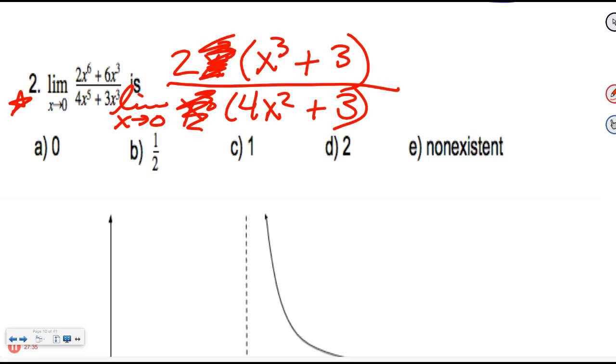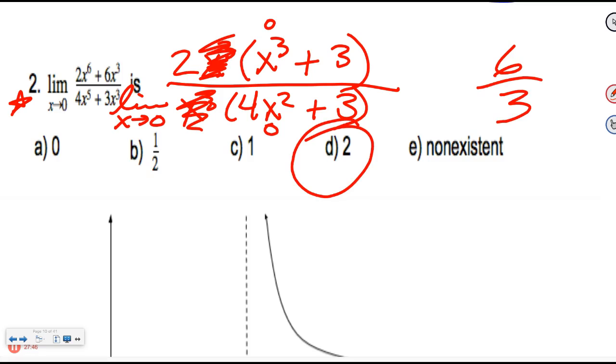When I replug it in, I don't get A, I don't get E, and I don't get B. I don't get any of the things you said. I get a 6 on the top and a 3 on the bottom. Nobody said D. So do you see why I threw that one on there?